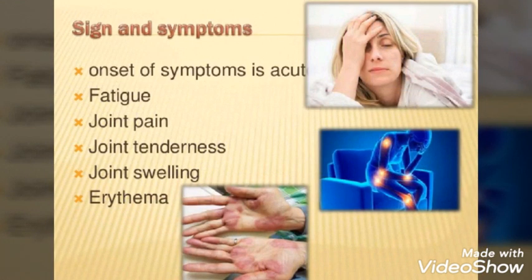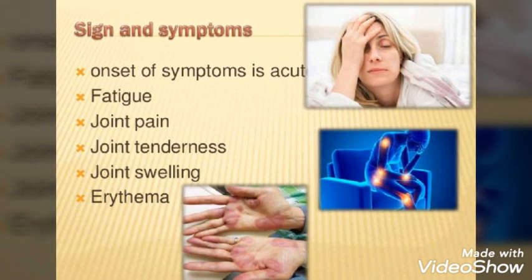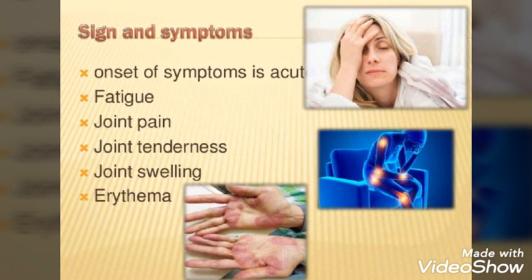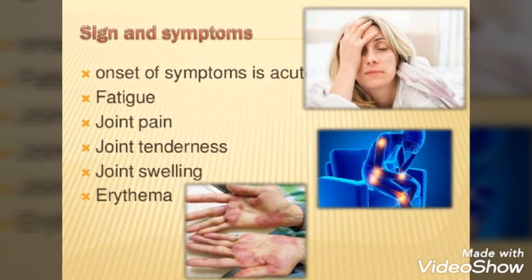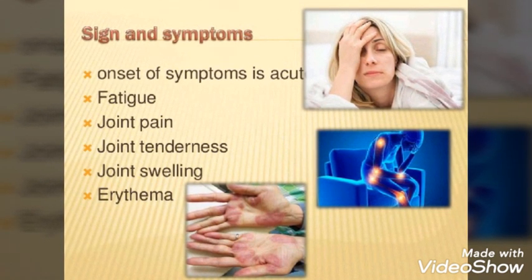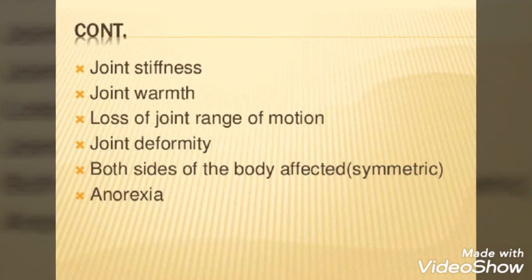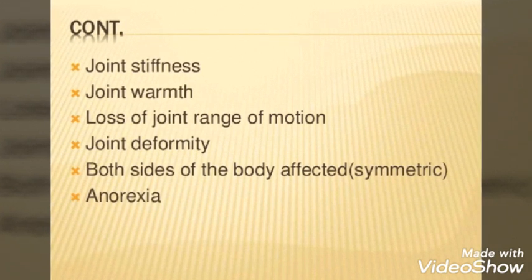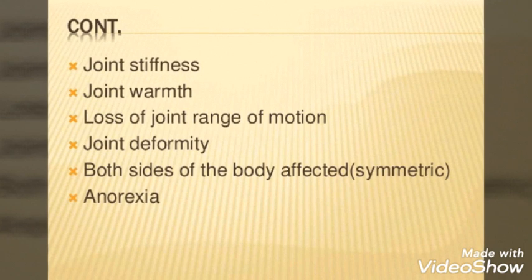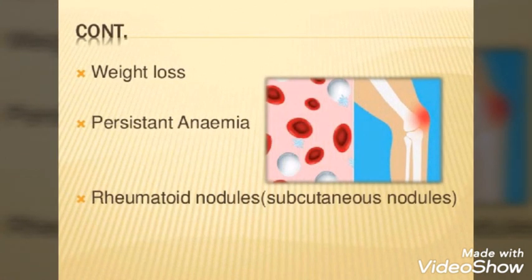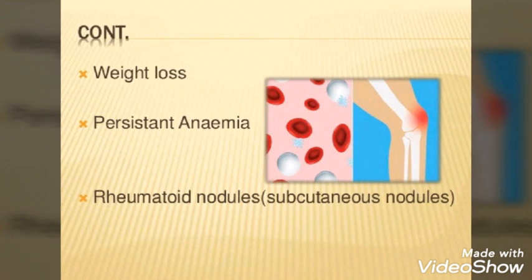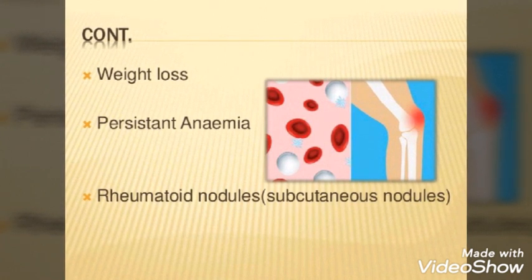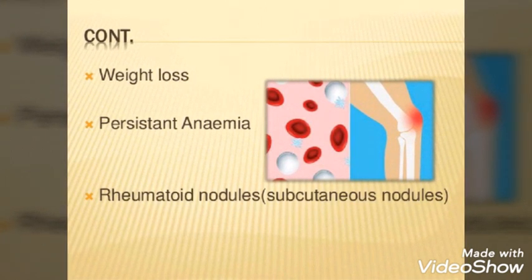Then signs and symptoms. What are the signs and symptoms you are going to notice? Onset of symptoms is acute, that is it will be for a short duration whenever it occurs for the first time. Then fatigue, joint pain, joint tenderness, joint swelling, erythema, then joint stiffness, joint warmth, loss of joint range of motion, joint deformity, both sides of the body are affected, anorexia, then weight loss, persistent anemia, rheumatoid nodules. These are some signs and symptoms you are going to notice in a patient with rheumatoid arthritis. It is mainly associated with the joints, that is joint inflammation.